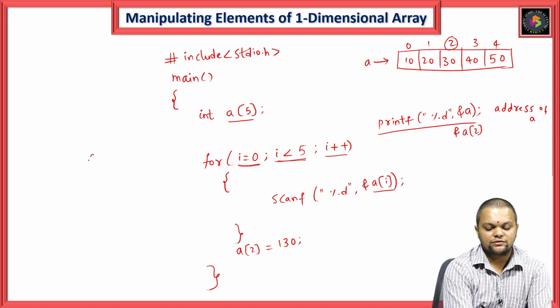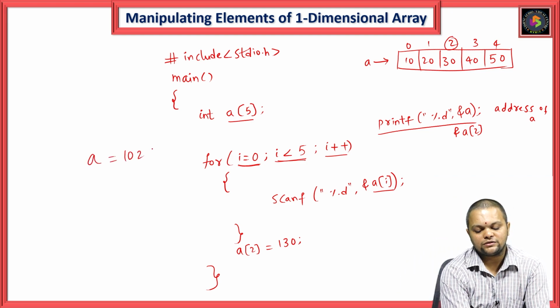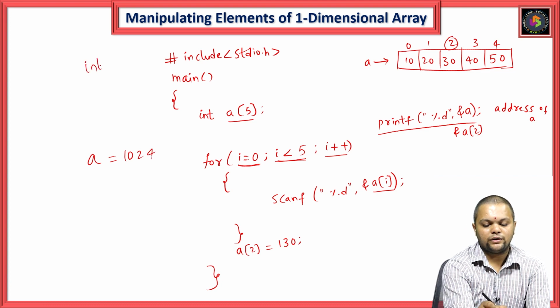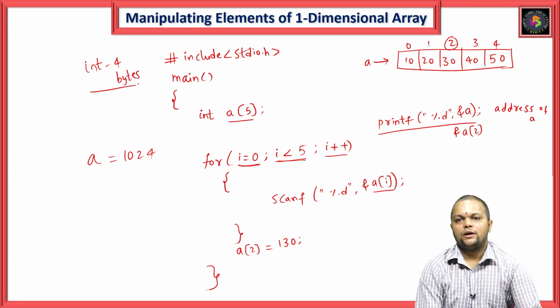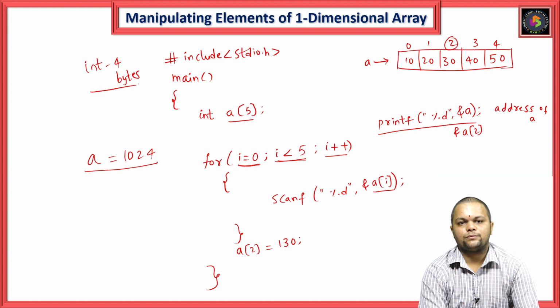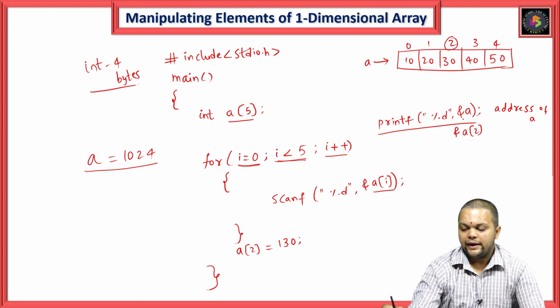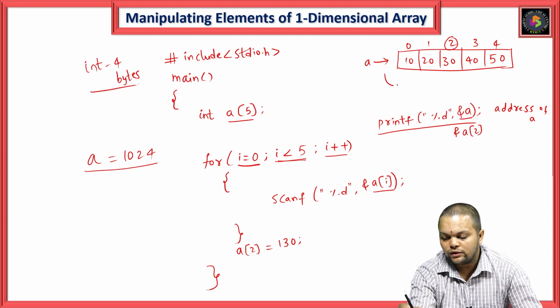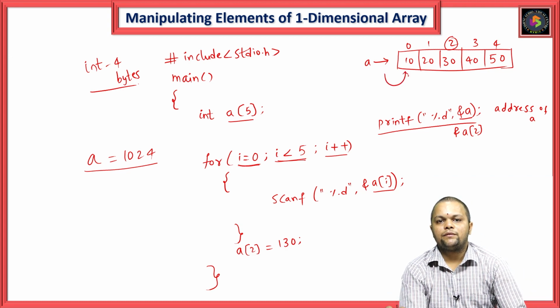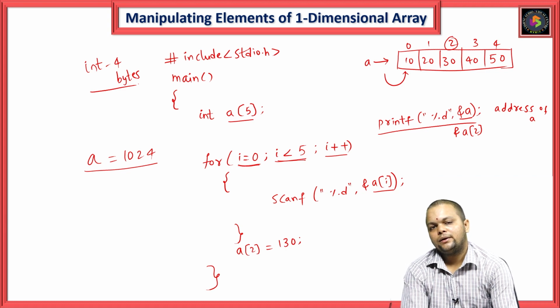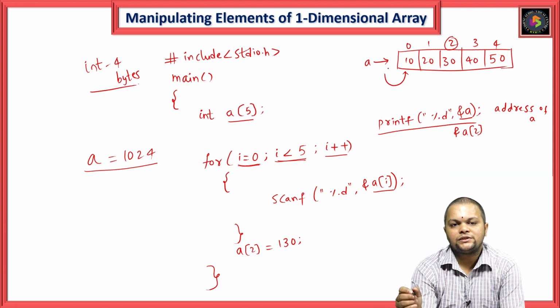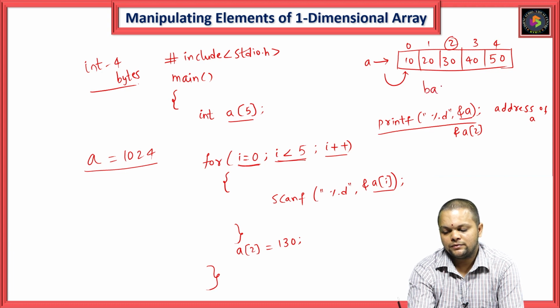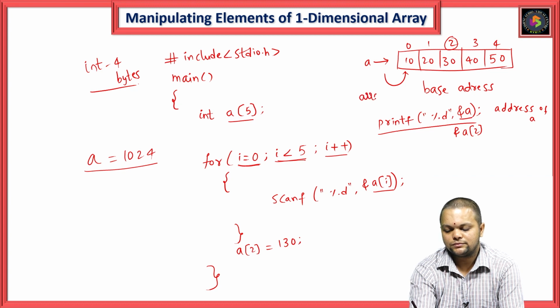See, if I am saying my address of A is something like 1024 and your integer is holding 4 bytes. Your integer is holding how many bytes? 4 bytes. Now, A is nothing but 1024. So, address of A is nothing but the address of A of 0. That's why we can say array will hold which type of address? Base address. Array holds directly the base address.